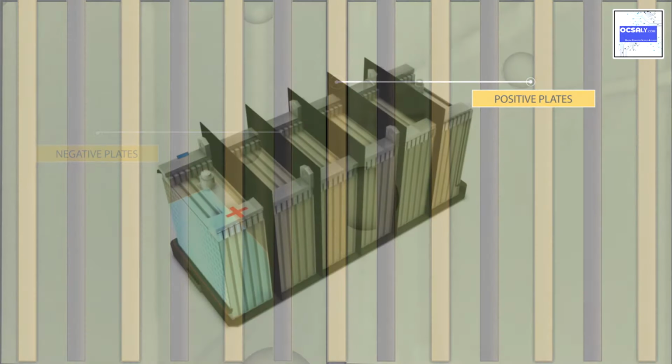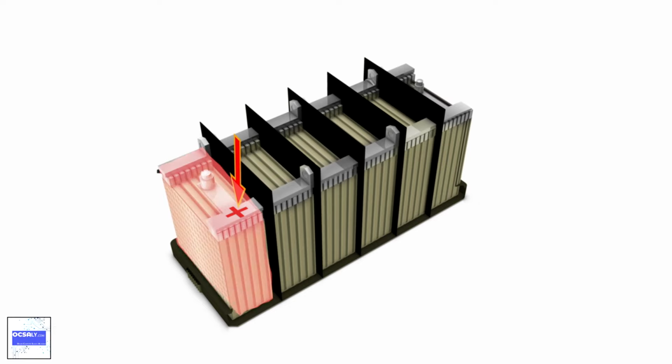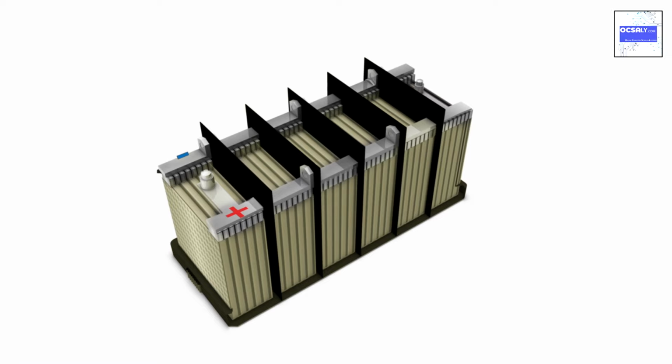The cell plates are formed in a lattice grid of lead antimony or lead calcium alloy. The grid carries the active material and acts as the electrical conductor. The active materials are lead peroxide for the positive plate and spongy lead for the negative plate. When a battery is in charged state, the positive plates of lead peroxide are reddish brown in color, and the negative plates of spongy lead are gray in color.